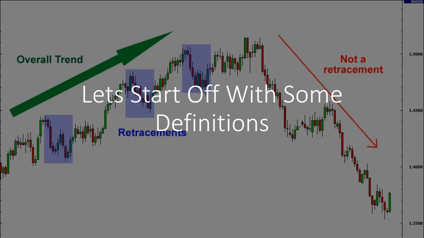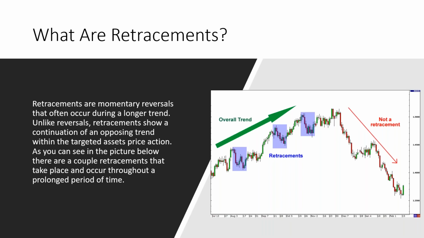So let's get started with some simple definitions. The question that most people ask is, exactly what is a retracement? Retracements are actually momentary reversals that occur during a longer trend. Unlike reversals, retracements show a continuation of an opposing trend within a targeted asset's price action. As you can see in the picture over here to the right, there are a couple of retracements that take place and occur throughout a prolonged trading period.